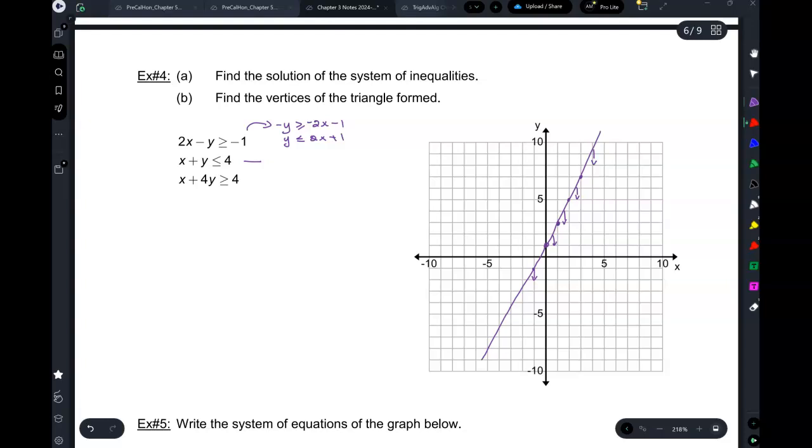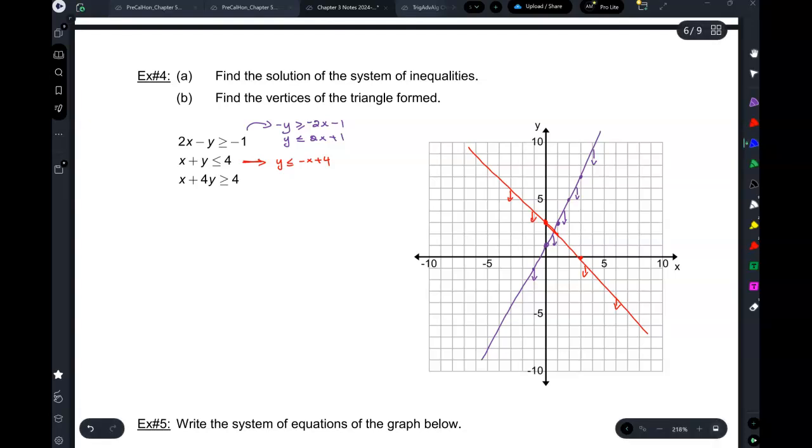When I solve this one for y, I get y is less than or equal to negative x plus 4. Where is that? Here, down 1 over 1, right? So that's how that looks. We're going to shade where? Underneath. Okay, so far, do you see the overlapping region is right here at the bottom, right?